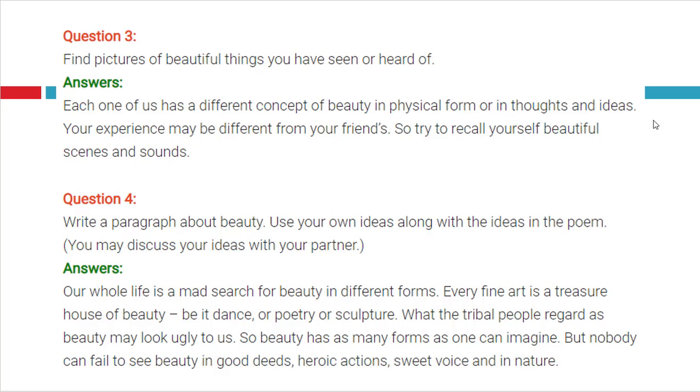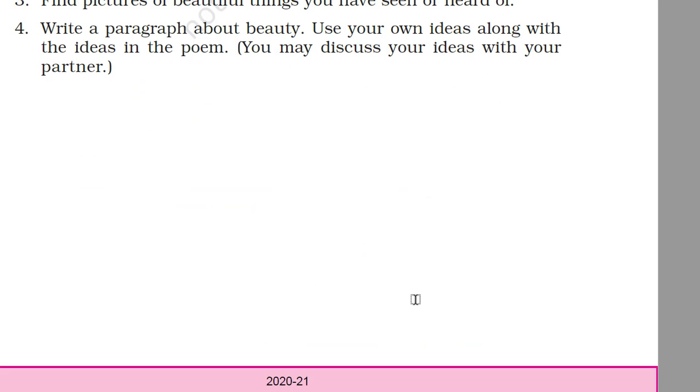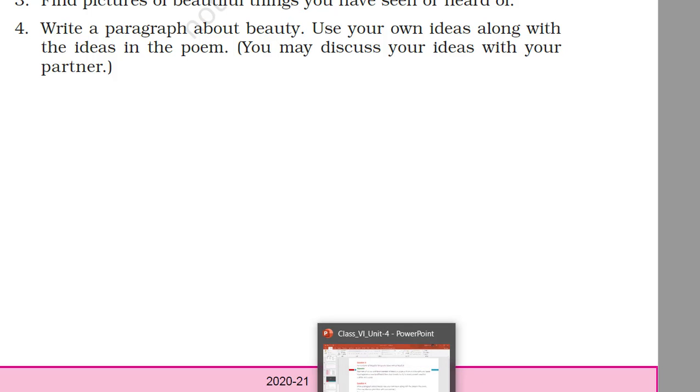Our culture also has some beauty, right? How we dress ourselves, that is also one kind of beauty. How we dance, how is our poetry, that is also a beauty. So beauty has different forms. Okay. So this way we can write. Okay, so let's see further. I think we have finished our unit 4.